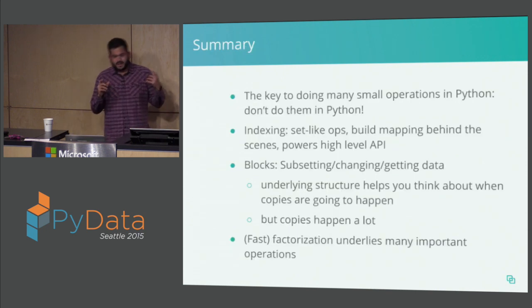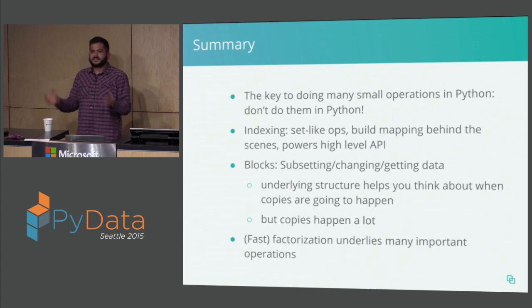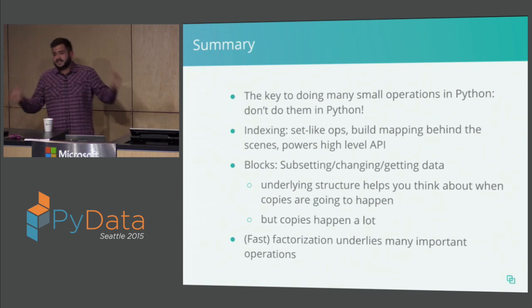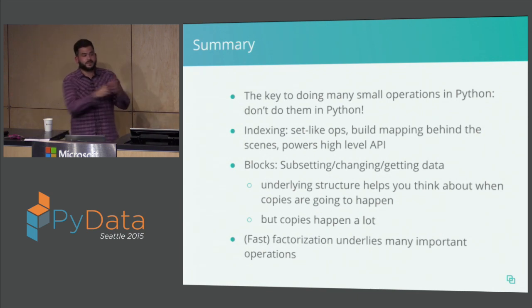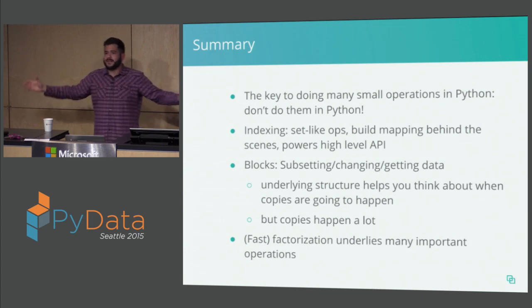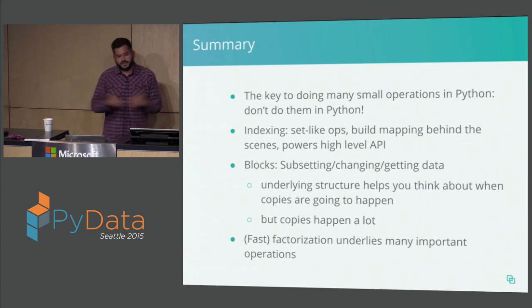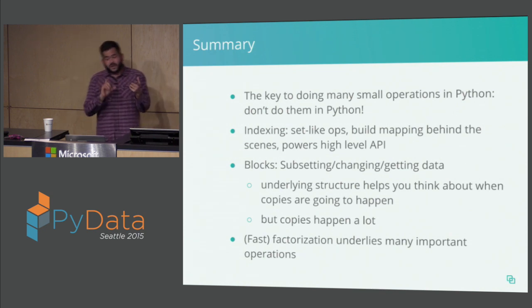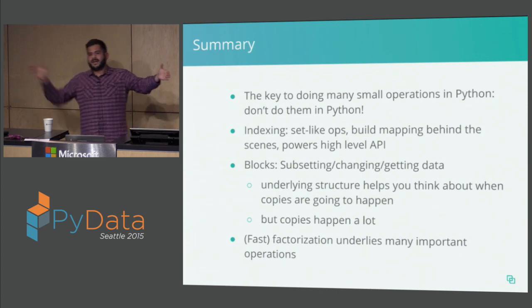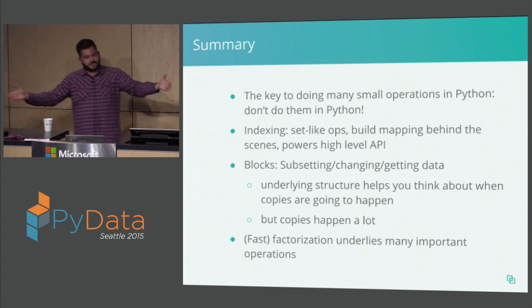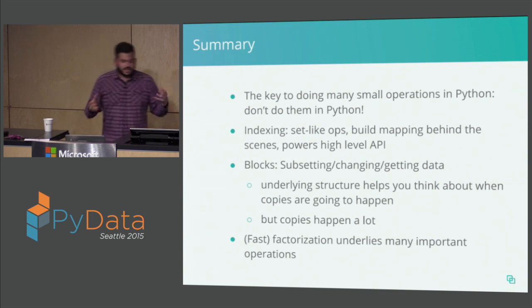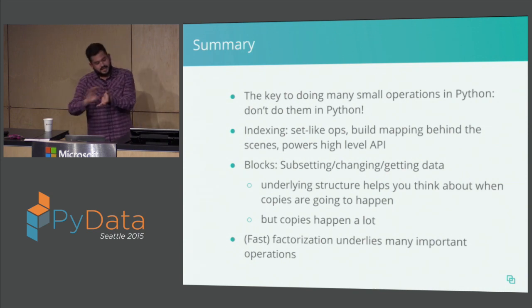So the key to doing many small operations in Python, which is essentially the problem with data, is we have to do many small operations over many elements, is to not do them in Python, to do them in NumPy or something else. And then indexing is one of the core abstractions, and it's all about building a mapping behind the scenes between labels that we care about and integer indexes that are sort of an implementation detail. Blocks are the abstraction through which we subset and change data.